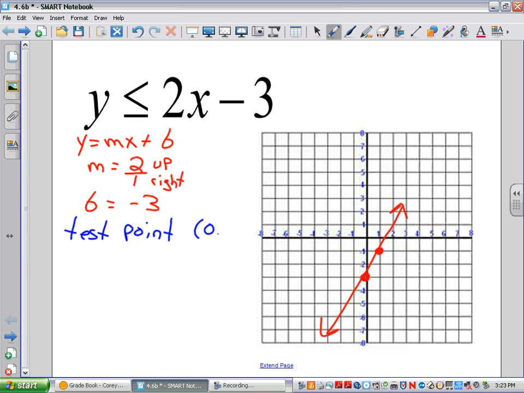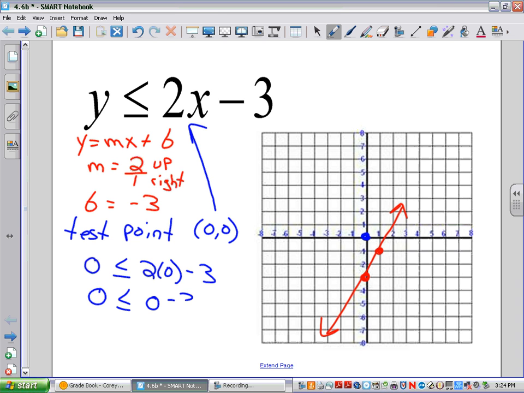My favorite test point is 0, 0, because zeros are easiest to work with. 0, 0, I'm going to mark it right here in blue. That's 0, 0. Well, all you do is take 0, 0, x equals 0, y equals 0, and plug it into the problem. So you're going to have 0 is less than or equal to 2 times 0 minus 3. In other words, 0 is less than or equal to 0 minus 3, so 0 is less than or equal to negative 3.